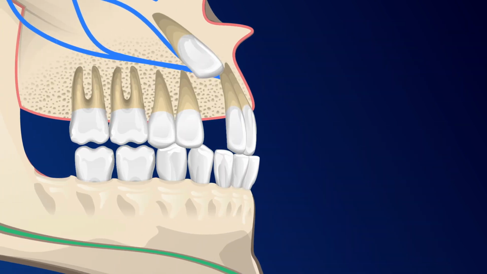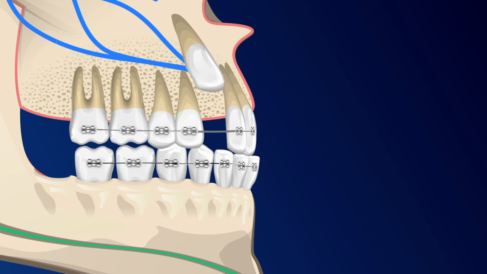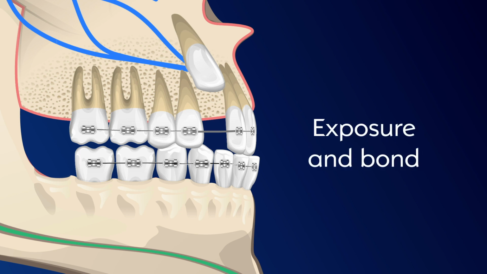When teeth are in a position where they cannot enter the mouth naturally, they are considered to be impacted. Treatment for impacted teeth may include the use of orthodontic braces to make space for the impacted tooth. For some patients, an impacted tooth will not move into a normal position in the mouth even if there is enough space for the tooth. When this occurs, the orthodontist will refer the patient to an oral and maxillofacial surgeon to assist with guiding the tooth into proper position with a procedure called exposure and bond.